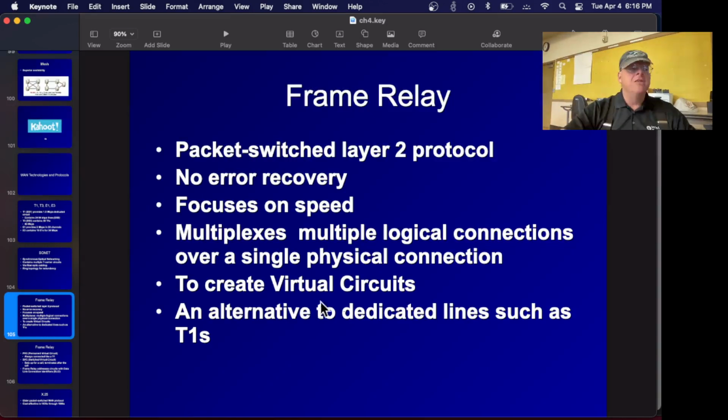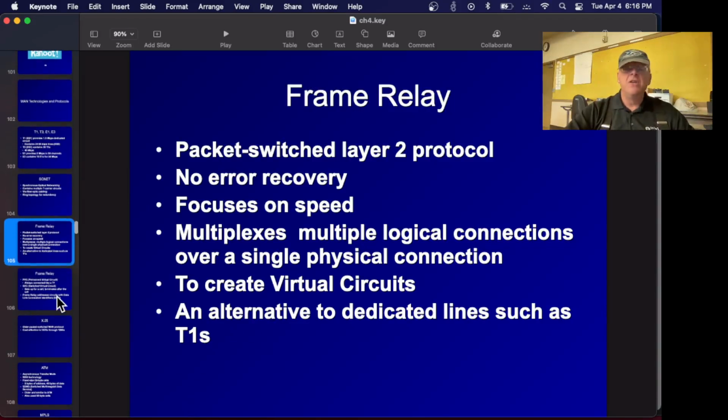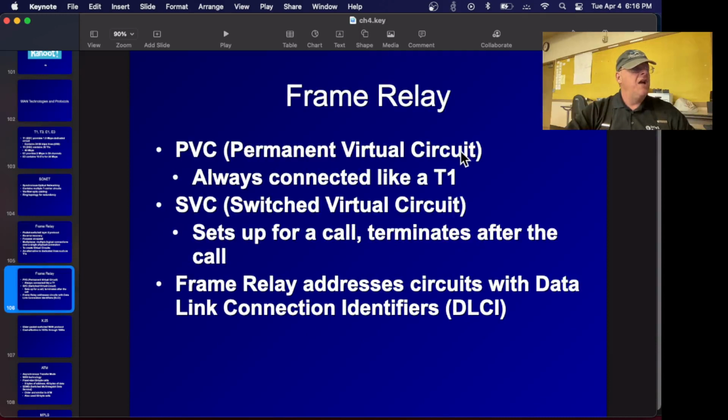And you create these virtual circuits, so it is as if you had a wire going from one location to another with a certain bandwidth, but in fact they're all sharing the wires. So frame relay is a way to split up something like a T1 or a T3 into chunks. You can create permanent virtual circuits that are always connected, or a switched virtual circuit that connects only when you're using it and disconnects when you're not using it. And it addresses them at these things called data link connection identifiers.